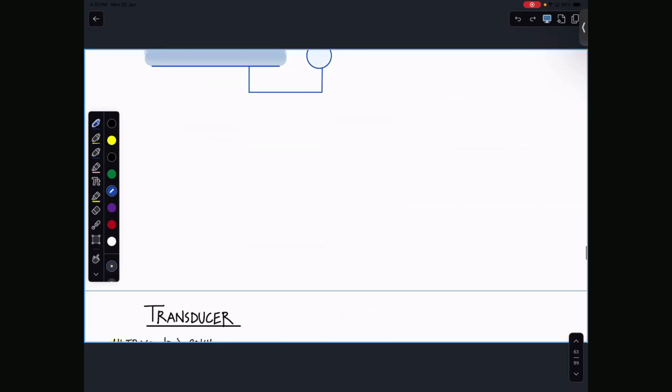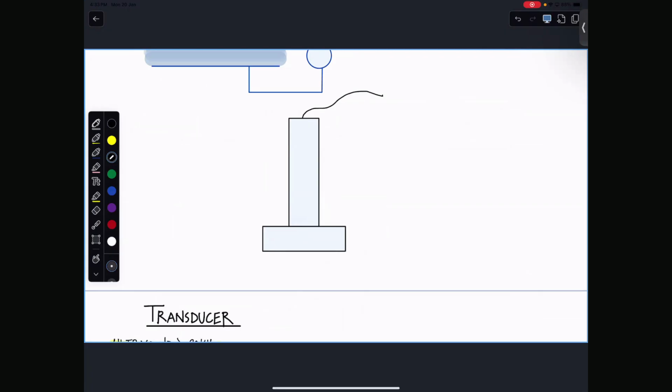Using this, we design our transducers. When ultrasonography is performed, the person performing it holds a tube-like device in the hand and moves it over your body. That's the transducer. And inside this there is a crystal. That crystal vibrates.